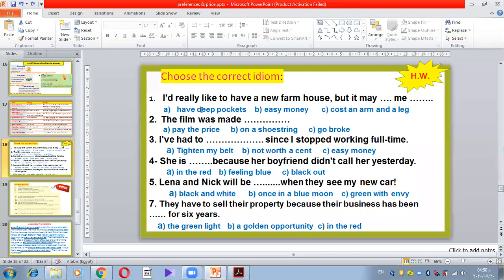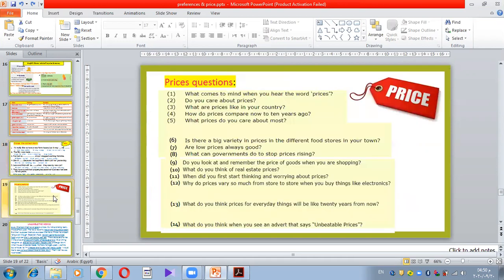Now you are going to try to answer these questions. You are going to choose the right idiom, guys. I'd really like to have a new farmhouse, but it may cost me. The film was made, I had to. Lena and Nick will be, they have to sell their property because their business has been in the red for 6 years. So choose the correct idiom.